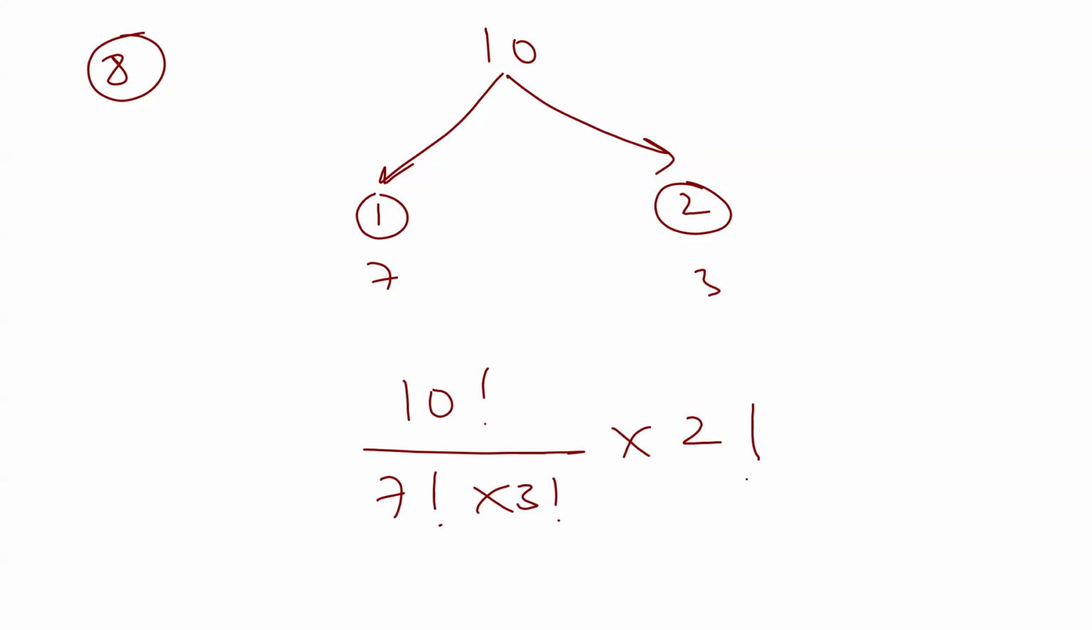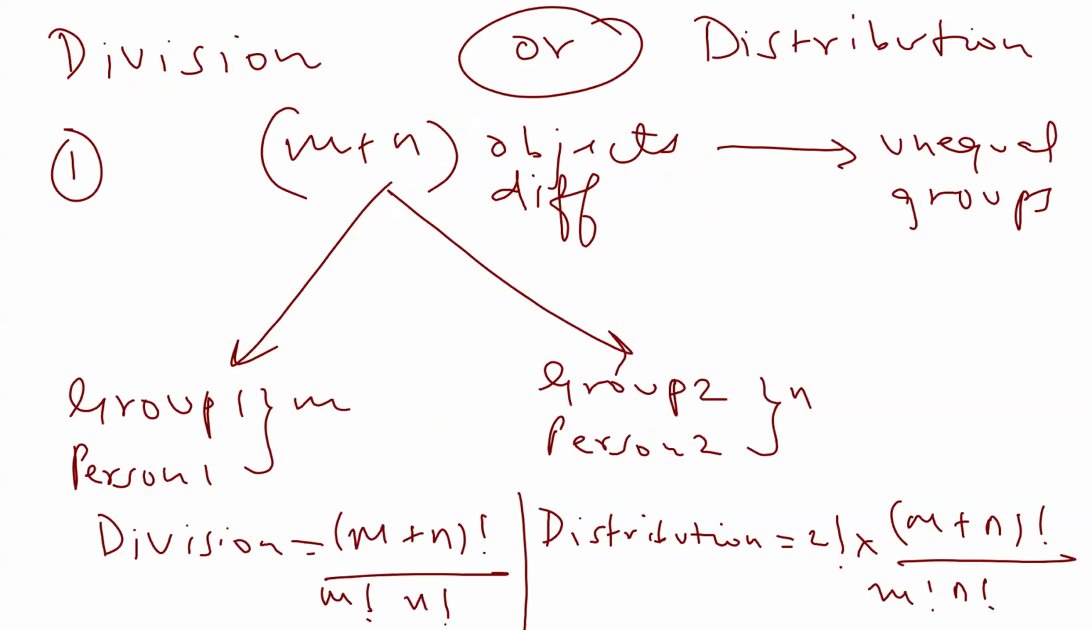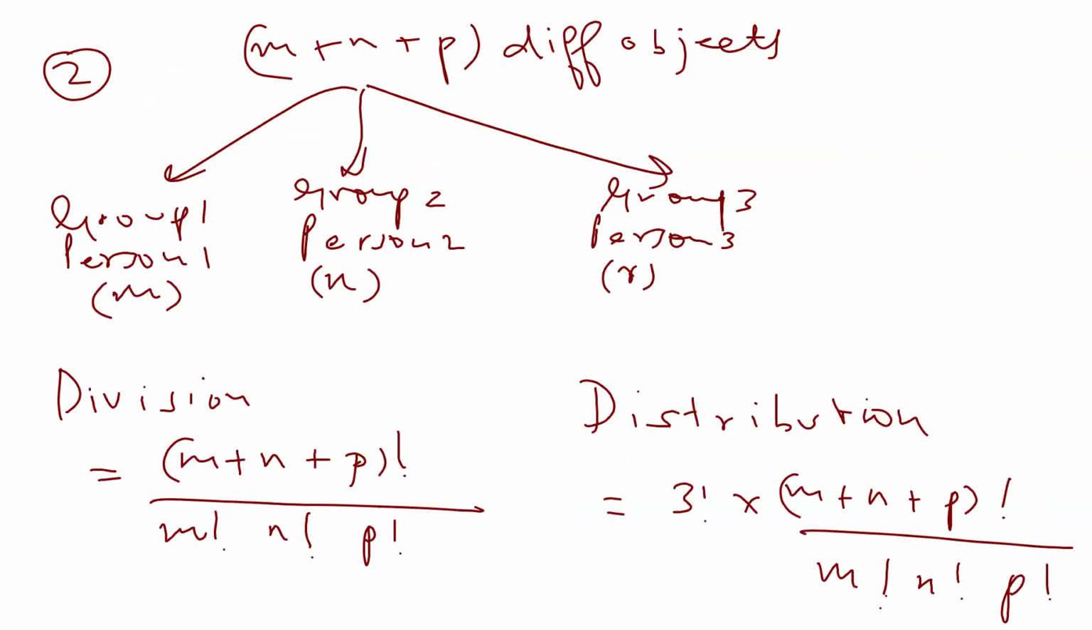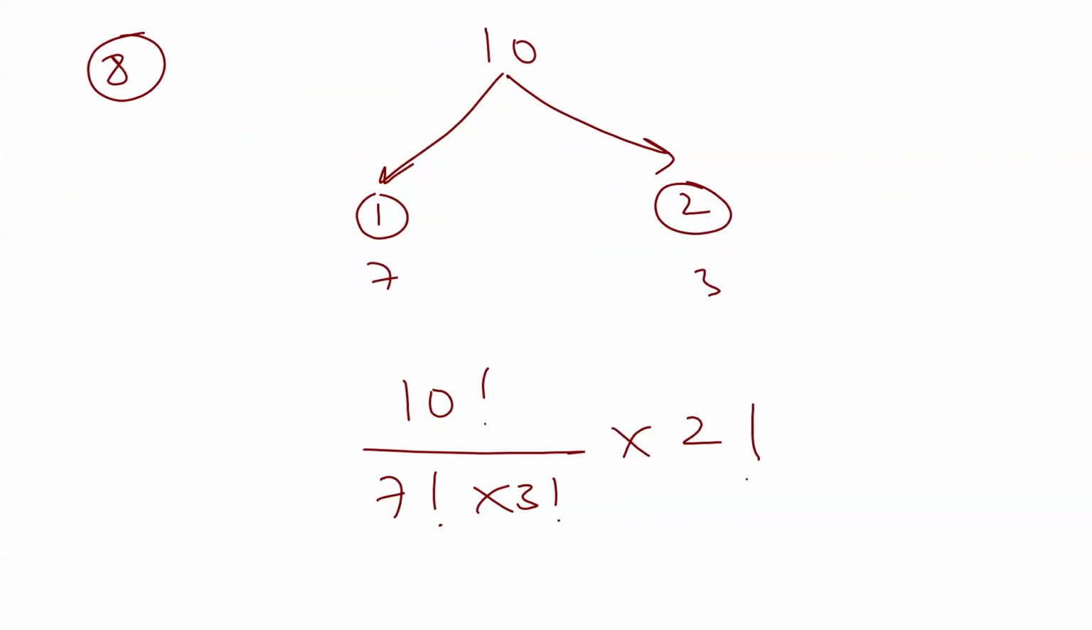Okay, so let us go to grouping and distribution into equal groups. Now this time, in the note which I had given you, these were unequal groups, m, n and p, m not equal to n not equal to p. So now we will consider the possibilities where the number of objects in each group will be the same, equal groups.